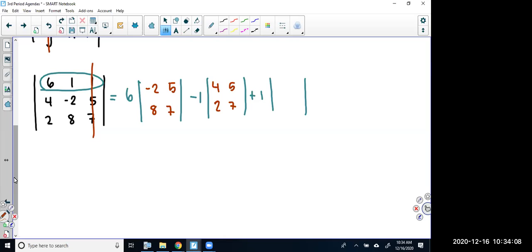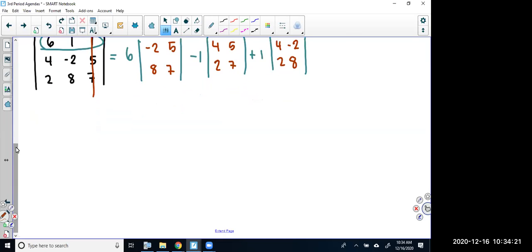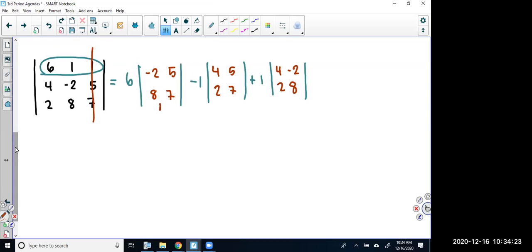And then for the last one, the 2 by 2 matrix that's left when we got rid of that row and that column is 4, negative 2, 2, 8. Now, here we go. I would do each of these determinants first. So let's calculate these 2 by 2 determinants. I'm going to have 6 times whatever comes out of this, minus whatever comes out of this, plus whatever comes out of this.